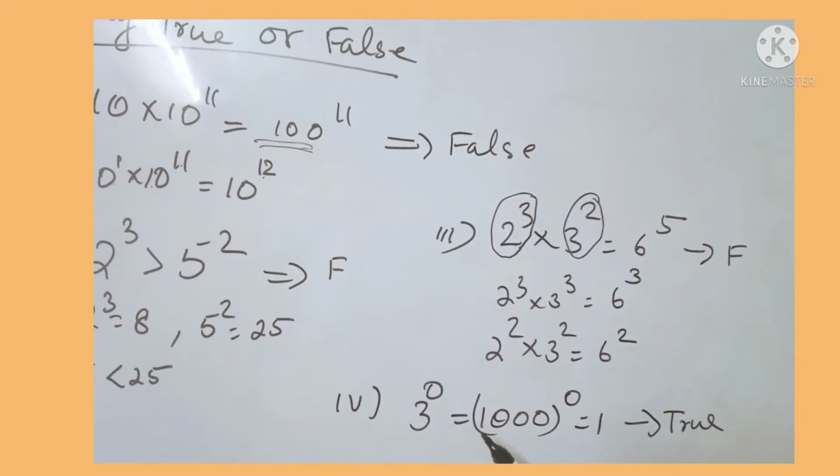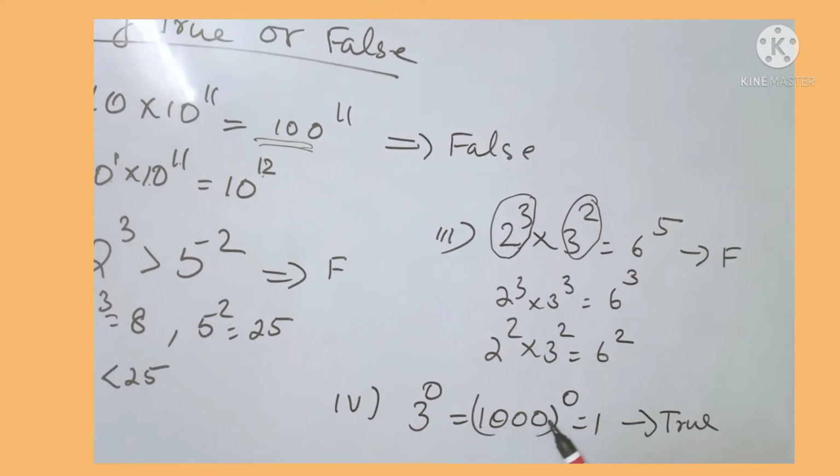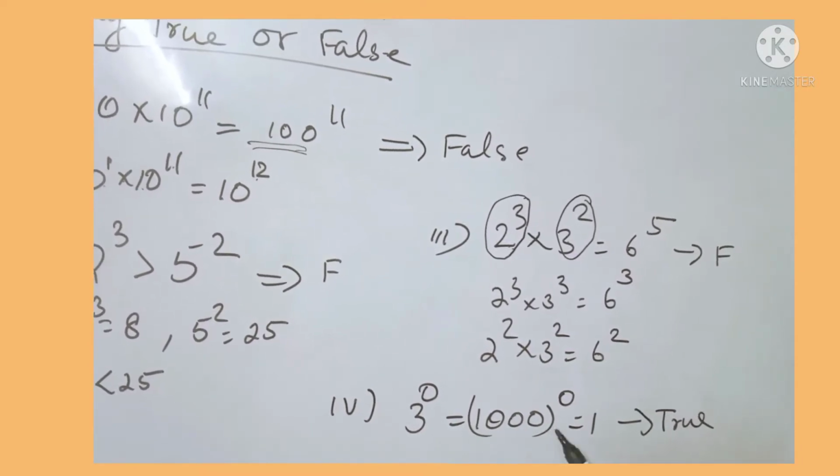The next one, 3 raised to 0 is equal to 1000 raised to 0. We know that any number raised to 0 is equal to 1. So the given statement is true.